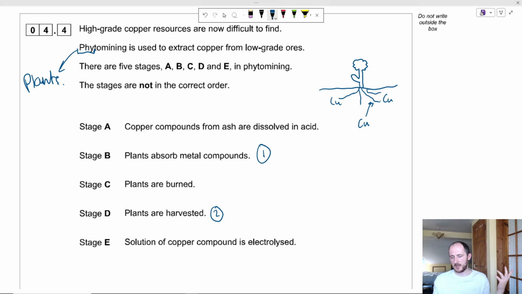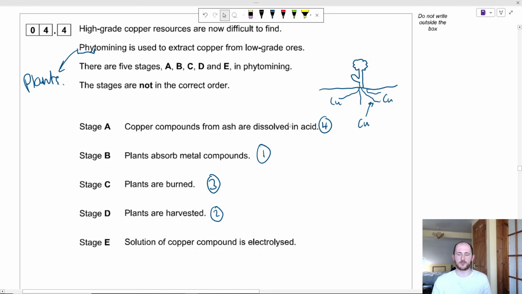If it was some kind of sunflower or whatever, we would cut it down as well. And what we can do is we can actually burn this plant. What will be left over in the ash is copper compounds, which we can then extract copper metal from.